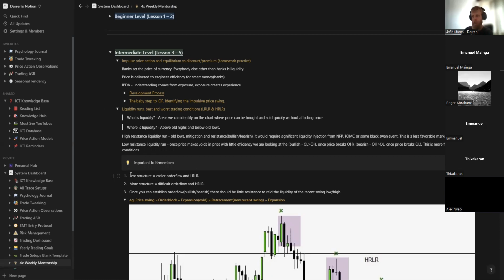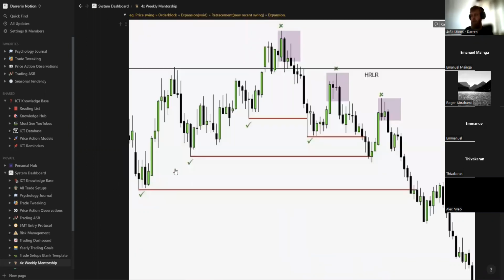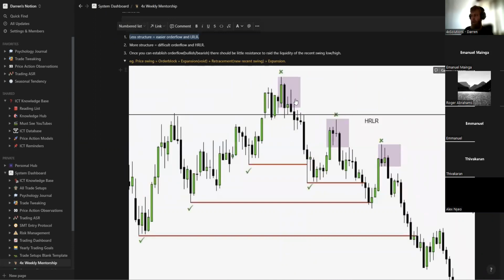Why? Because firstly, it is less structure. That's one of the key characteristics of the low resistance liquidity run. And also the fact that a low resistance liquidity run was created, especially, we're not talking 1 minute charts or 5 minutes. We're talking 1 hour, 4 hour, daily, higher time frame stuff. We're not so focused right now on the 1 minute charts. Okay, so less structure makes it easier to identify the order flow.